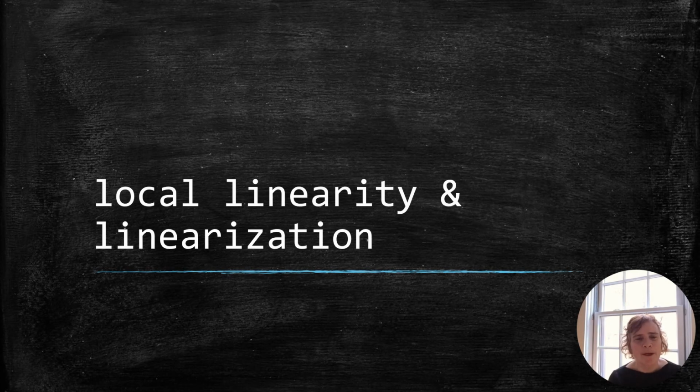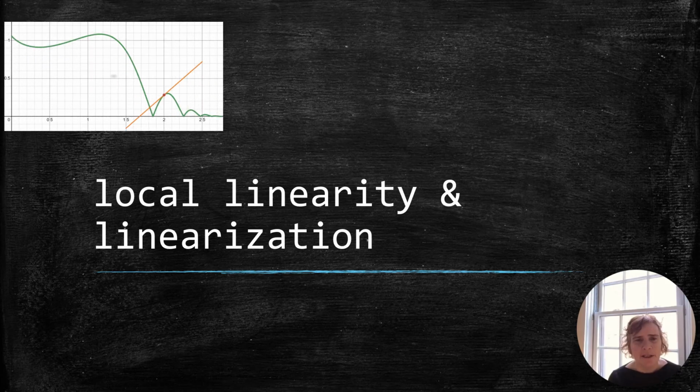In this video, we are going to learn about local linearity as it applies to differentiable functions and the process of linearization. So let me call up an image here. This is clearly not a differentiable function everywhere, but at x equals 2, it looks pretty smooth. It looks like it's differentiable, and I have created the orange line, a tangent line.